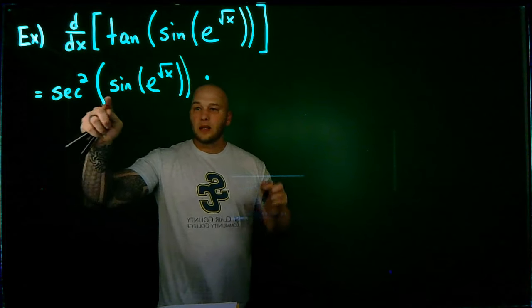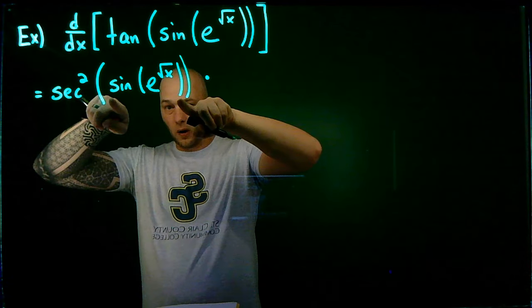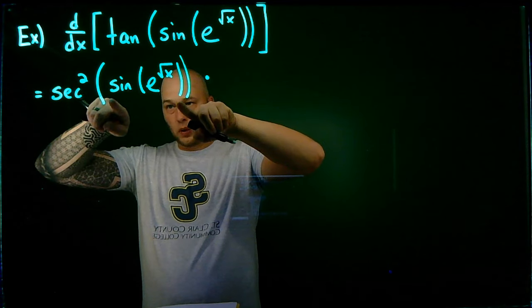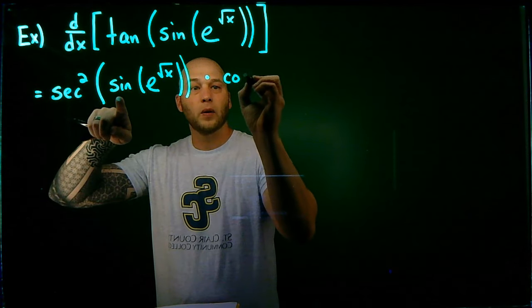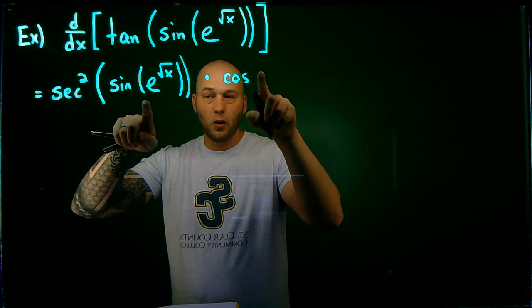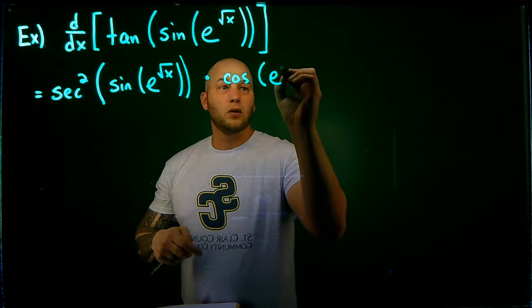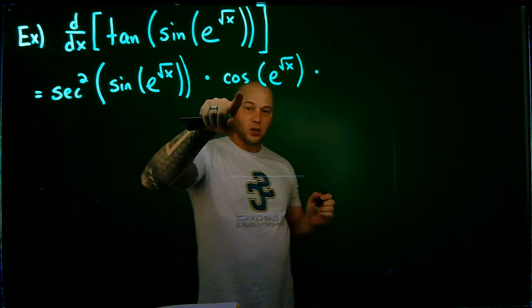Now what I look at is the inside of the secant squared, so the inside here. And I look at the outermost function, which is the sine function. Take its derivative, which would be cosine. Everything that was inside the sine function is also going to be inside the cosine function, giving me e to the root x. Now another application of the chain rule.